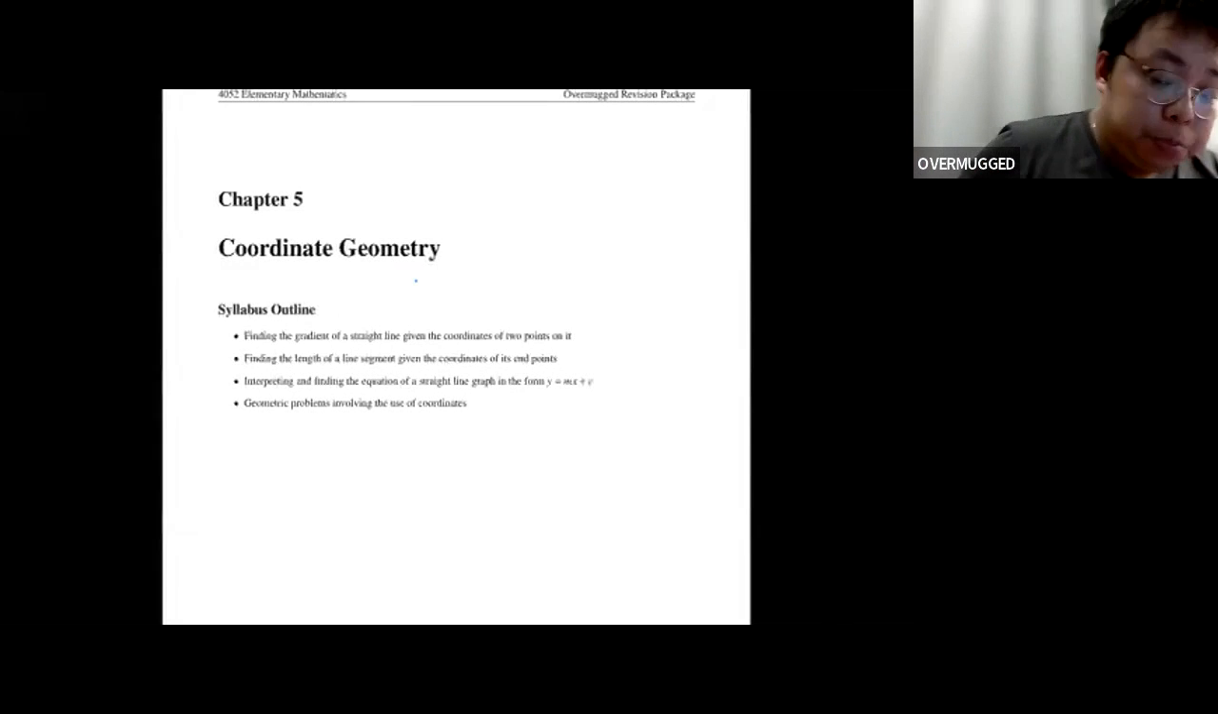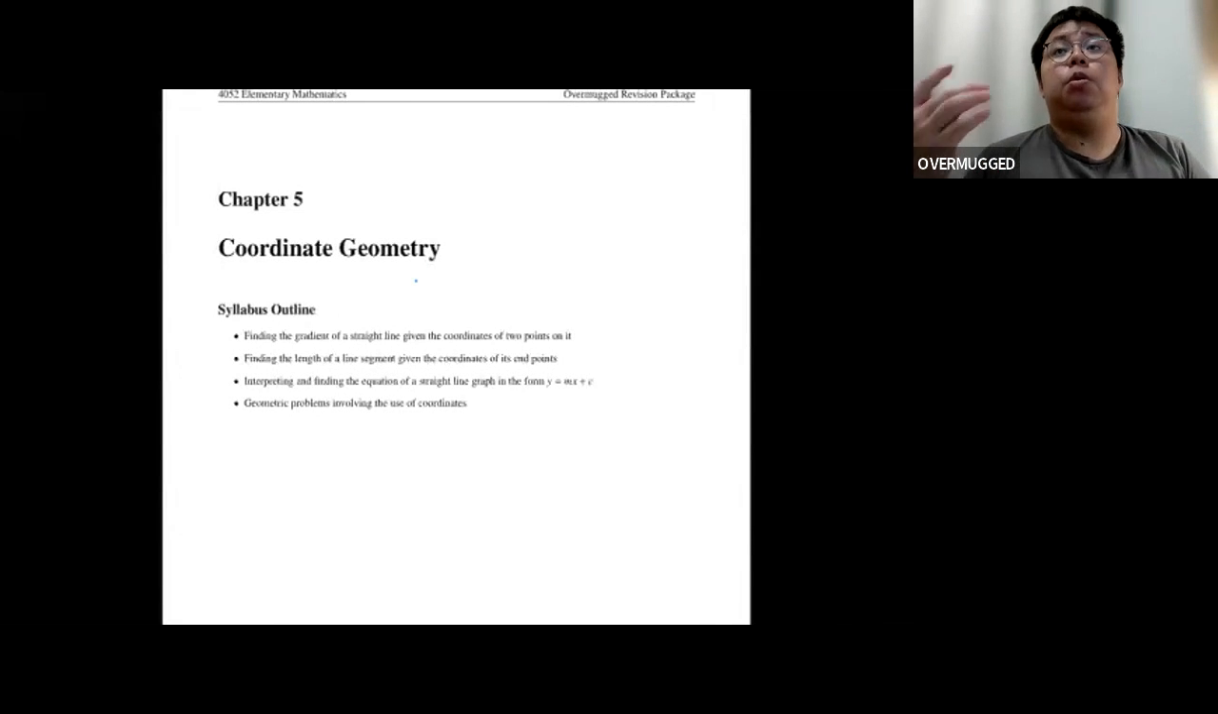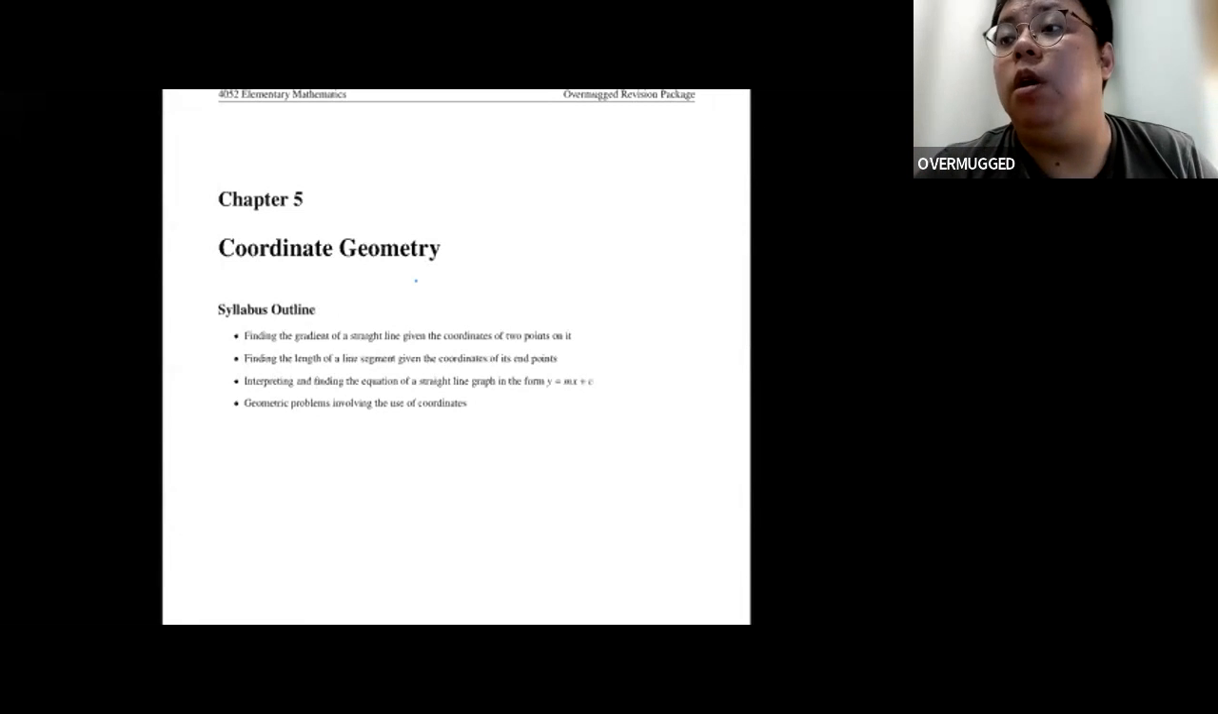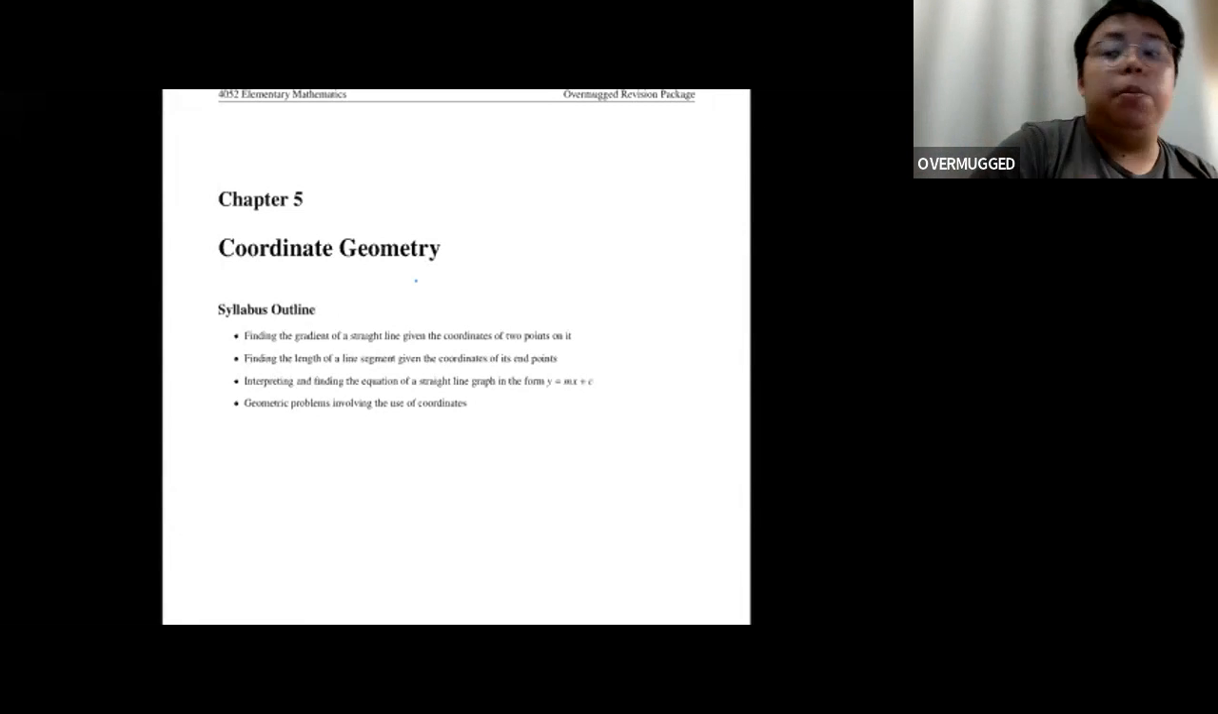Okay, last chapter, which is coordinate geometry. This is another chapter that I know some students struggle pretty heavily with. So I hope that through this session, you'll get better at this topic. This topic is not the most difficult thing in the world. So let's just go through.